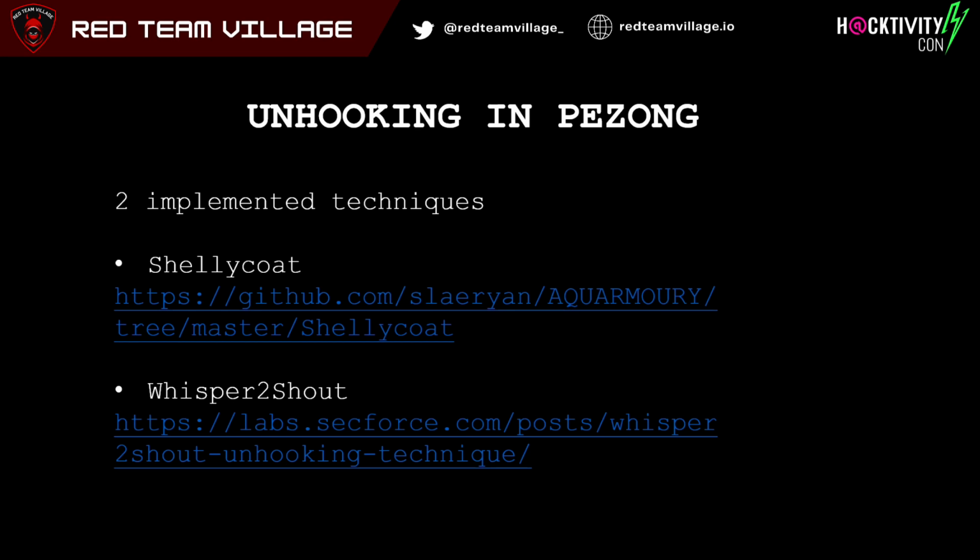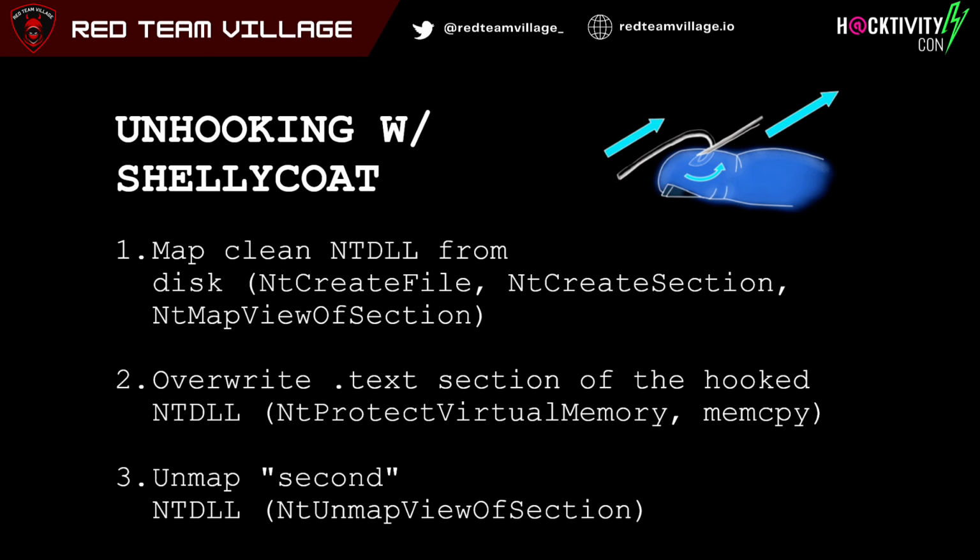Let's start from Shellcode. This technique reads from disk the original non-hooked DLL and overwrites the text section to remove the hooks. To map the clean DLL in memory, we have to call NtCreateFile, NtCreateSection, and NtMapViewOfSection. After that, we have to change the protection of the text section by calling NtProtectVirtualMemory, so we can overwrite the hooked DLL with the clean one. Then, we overwrite the instructions using, for example, memcpy, and we finally unmap the section by calling NtUnmapViewOfSection.